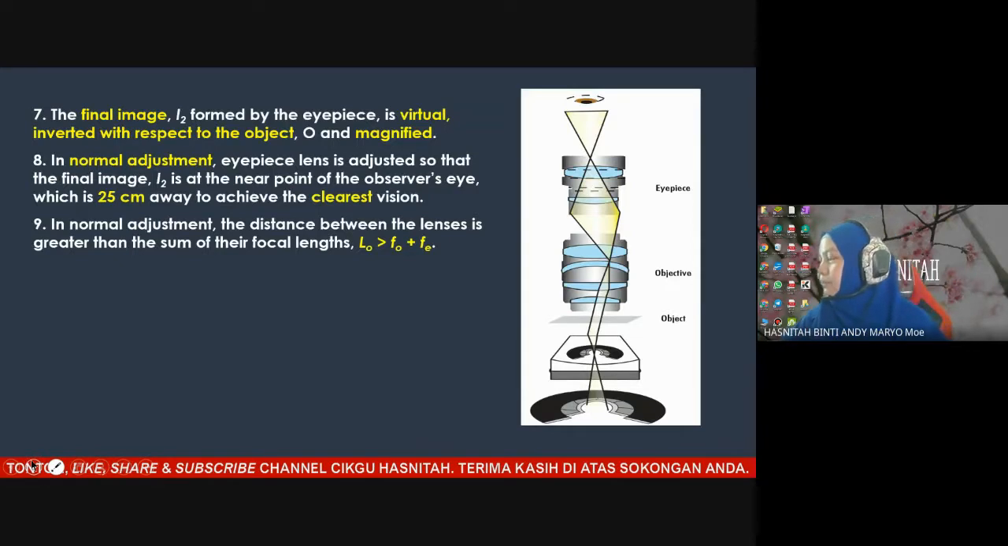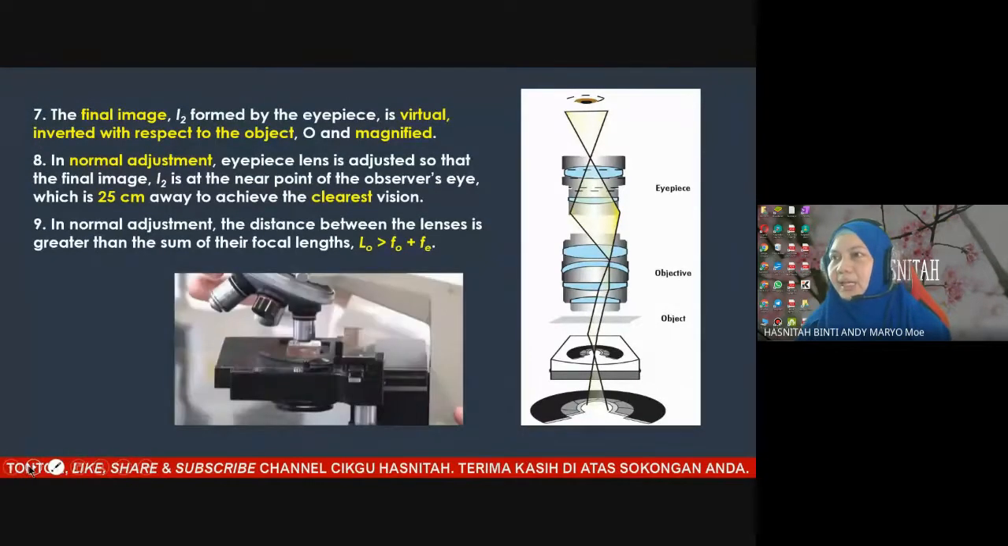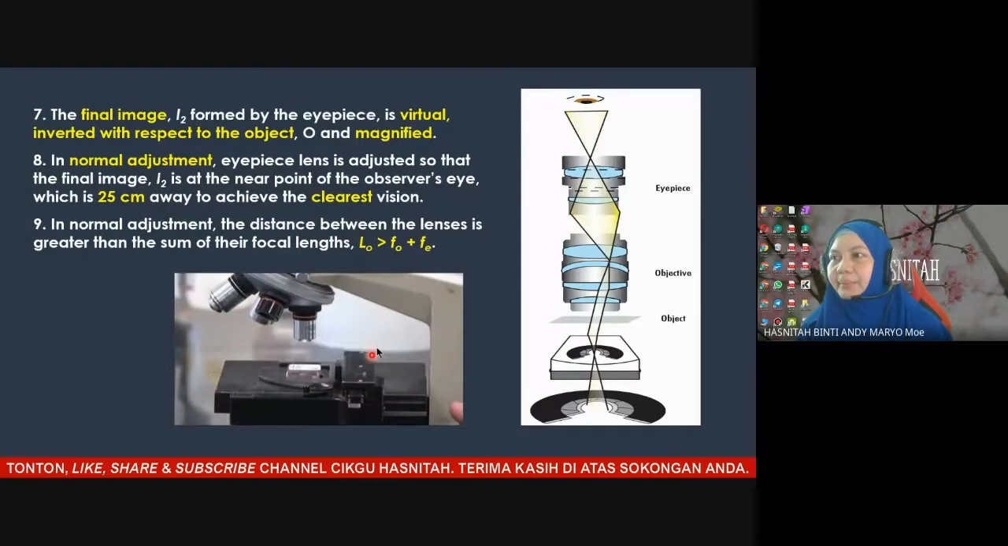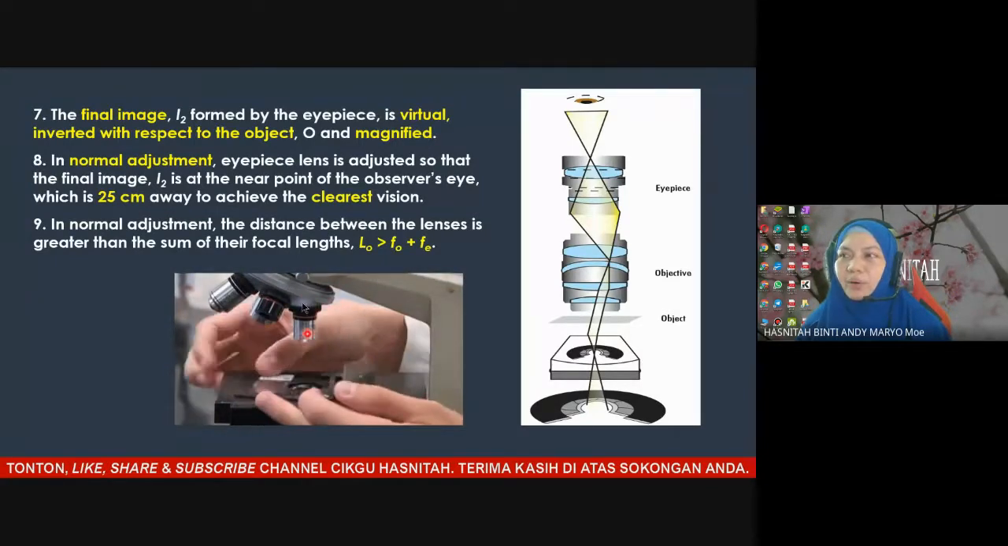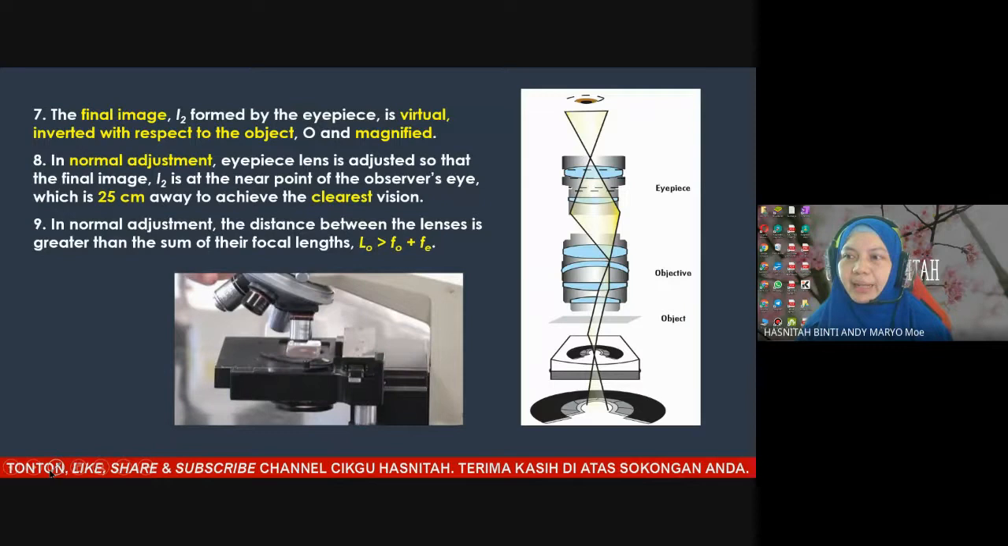The compound microscope. If you open your workbook on page 187, there is also a short note there talking about the magnifying lens, compound microscope, and astronomical telescope as well. So you can also read from there, page 187. Okay, I continue. This is an example of how we are using the microscope in the laboratory.